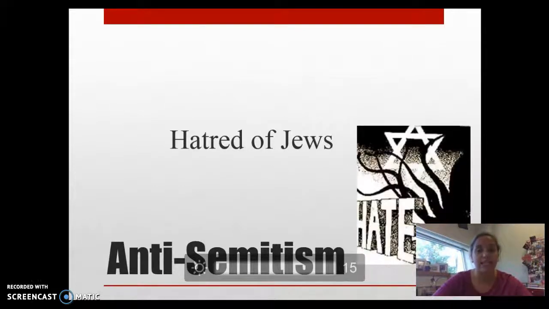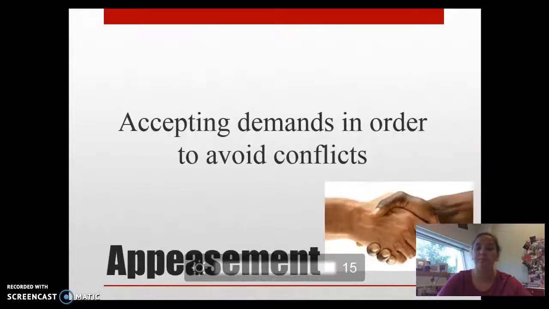Next vocabulary term is anti-Semitism, and you know that is hatred of Jews. You had that vocabulary term last year. So anti-Semitism was hatred of Jews. This ultimately leads to the Holocaust, where 6 million Jews were killed during this war.